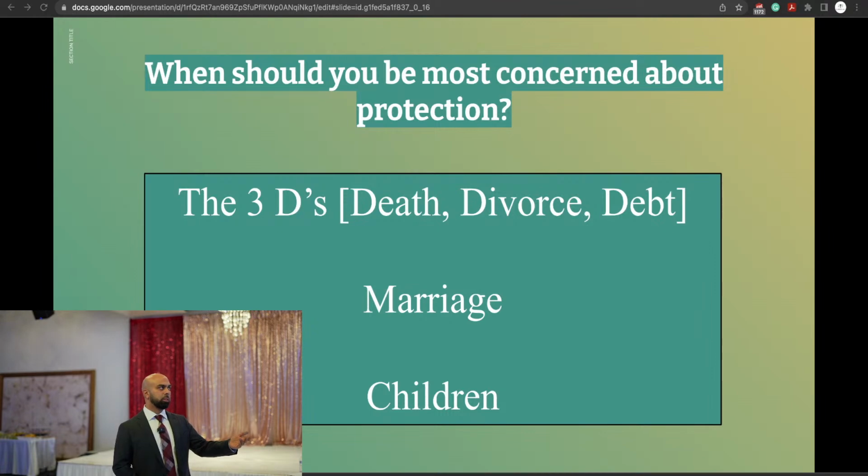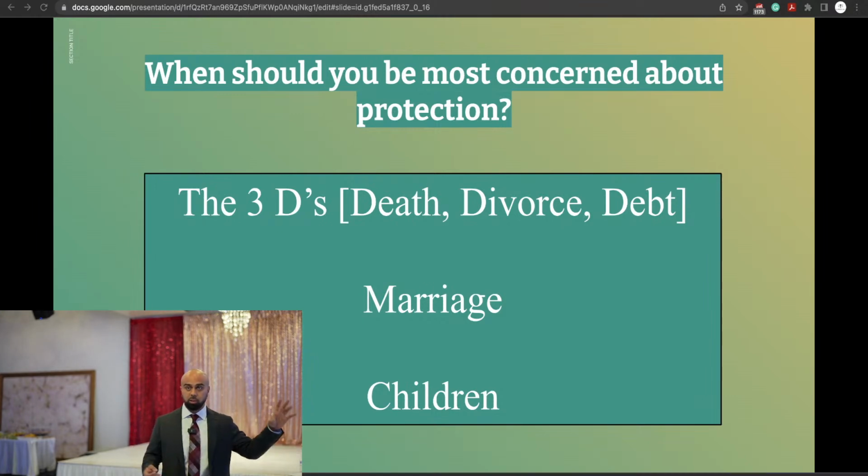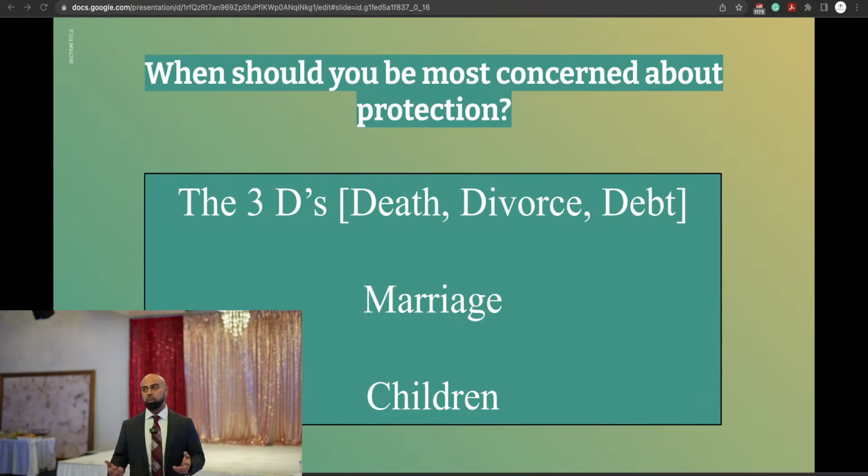Now, in the same token, divorce and marriage are two sides of the same coin, but marriage is another point, and when you have children. So those big sections of your life are when you should really be concerned with your asset protection, because those things are going to change who you have priorities for and how you want to take care of them, right? Anybody have any questions so far?